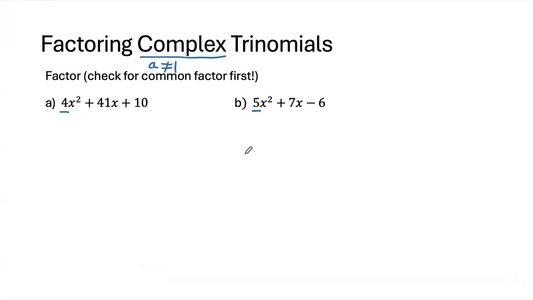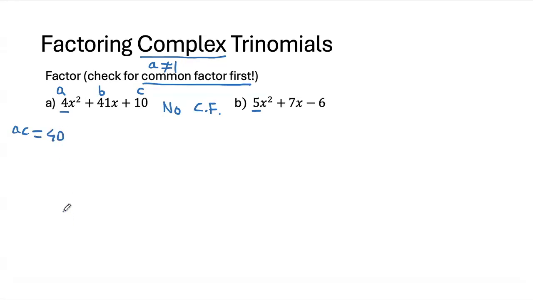With any factoring question, you should first look for a common factor. Here, 4x squared, 41x, and a 10 don't have anything in common, so I can say no common factor, but always look for that before you attempt the following technique. My A is 4, my B is the 41, and my C is the 10. I'm going to multiply the A with the C. 4 times 10 is 40.